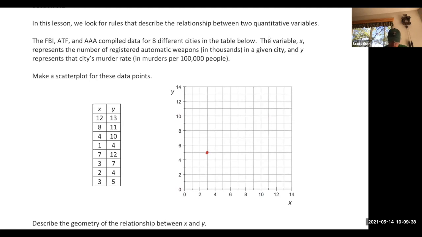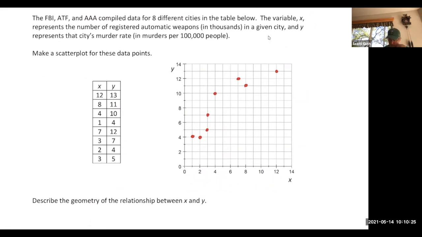First point is 3, 5. Sorry, that's the last point. I'm going from the bottom. Second to last, 2, 4. Then 3, 7. Then 7, 12. Then 1, 4. Then 4, 10, then 8, 11, and then 12, 13, like that. Okay, so again, X is the registered automatic weapons, Y is the murder rate.